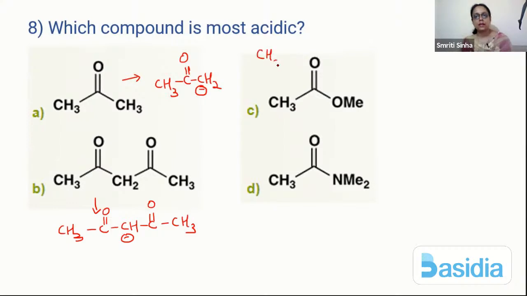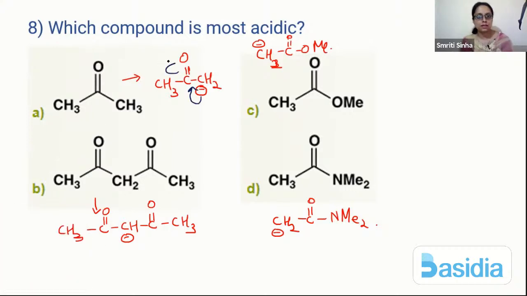here also the negative charge will be on carbon itself, but here you have an OMe group also to stabilize it, and here also the negative charge is on carbon itself again, but the negative charge can be stabilized by the NMe2. So in all the structures the negative charge is stabilized by resonance like this, but the other factor of stabilization is the inductive effect.